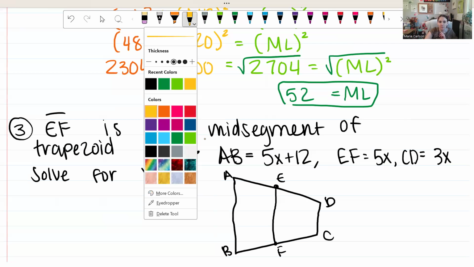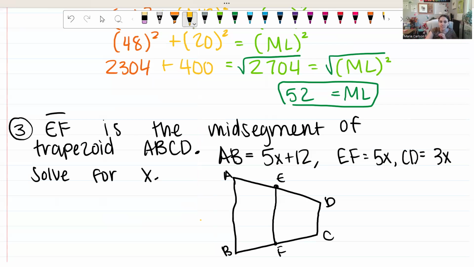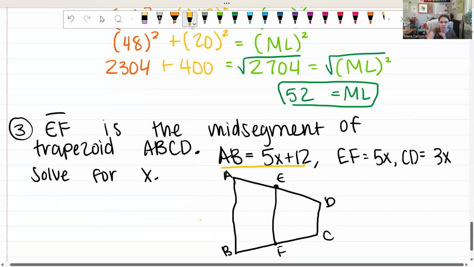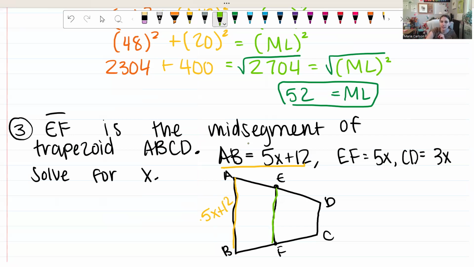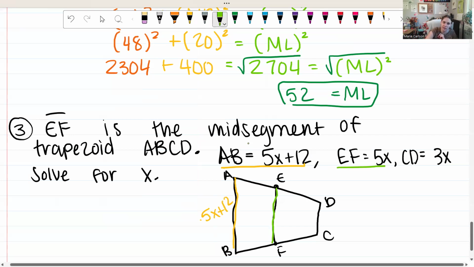So AB is 5x plus 12. So this side here is 5x plus 12, and notice that this is one of our bases, right? And EF, that is our mid segment, that is 5x. And then CD is the other base, and that is 3x.